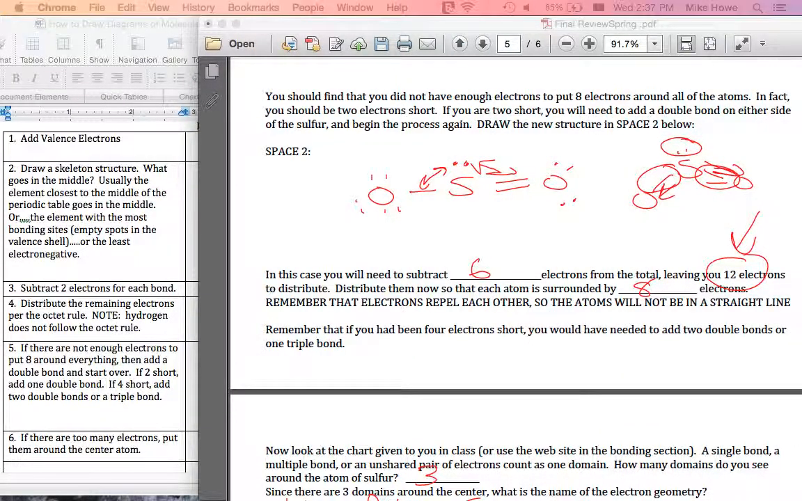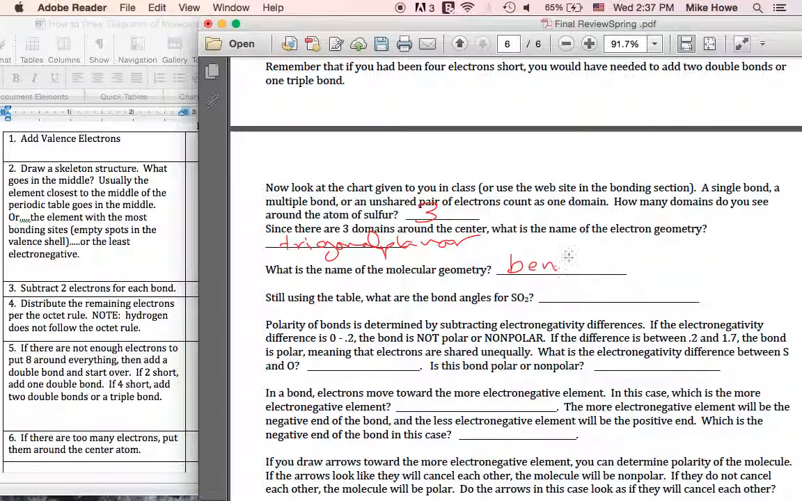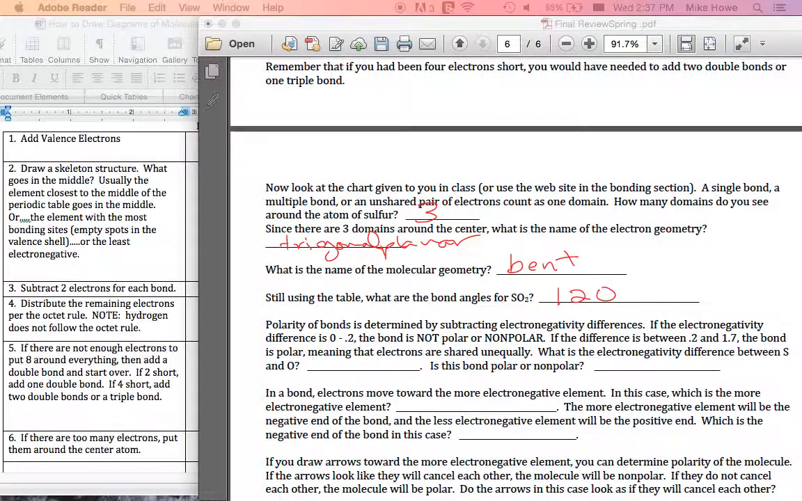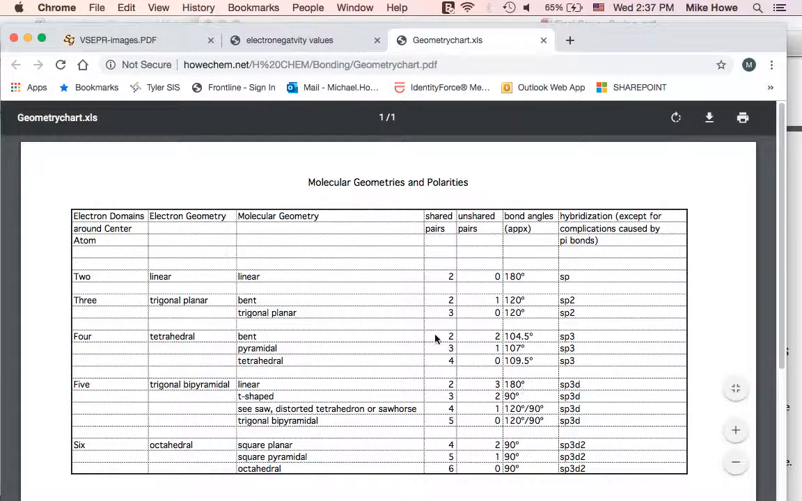Okay, so we would say that guy is bent. And if you look at the table, the bond angles are going to be 120. So when you have 3 domains, the bond angles are 120.